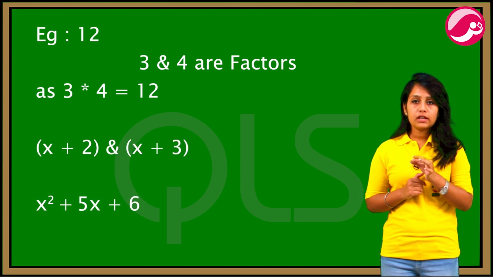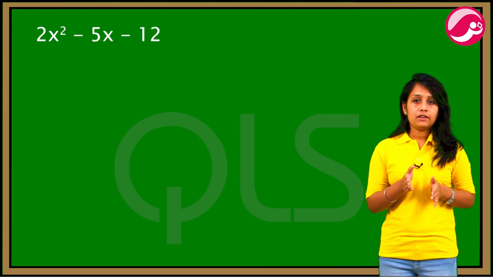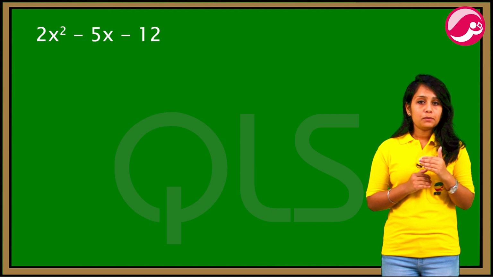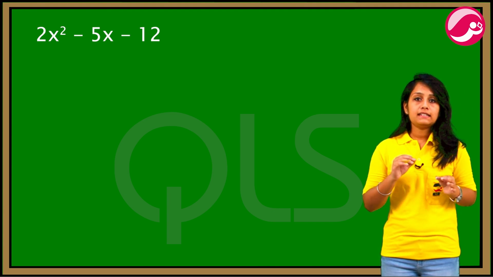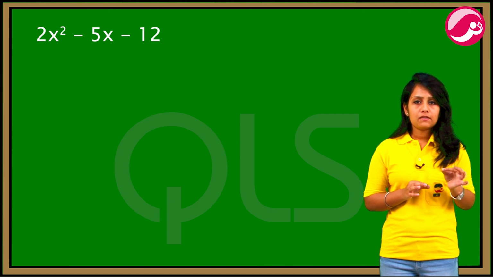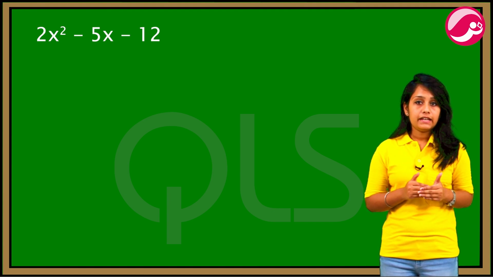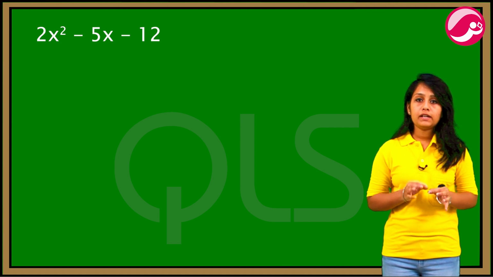Now let us take one more example, a polynomial 2x square minus 5x minus 12. In order to factorize this polynomial, we break the middle term minus 5x into 3x and minus 8x. Now you must be wondering, how did we break the middle term and why didn't we write anything else in place of 3x and minus 8x? So this is an important thing to be understood.